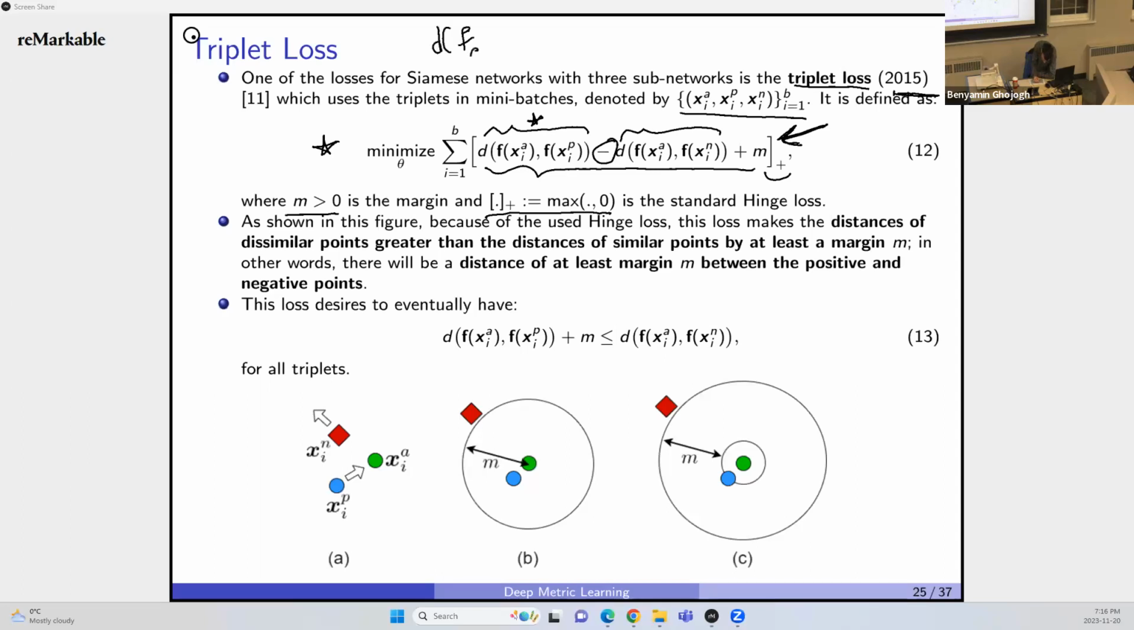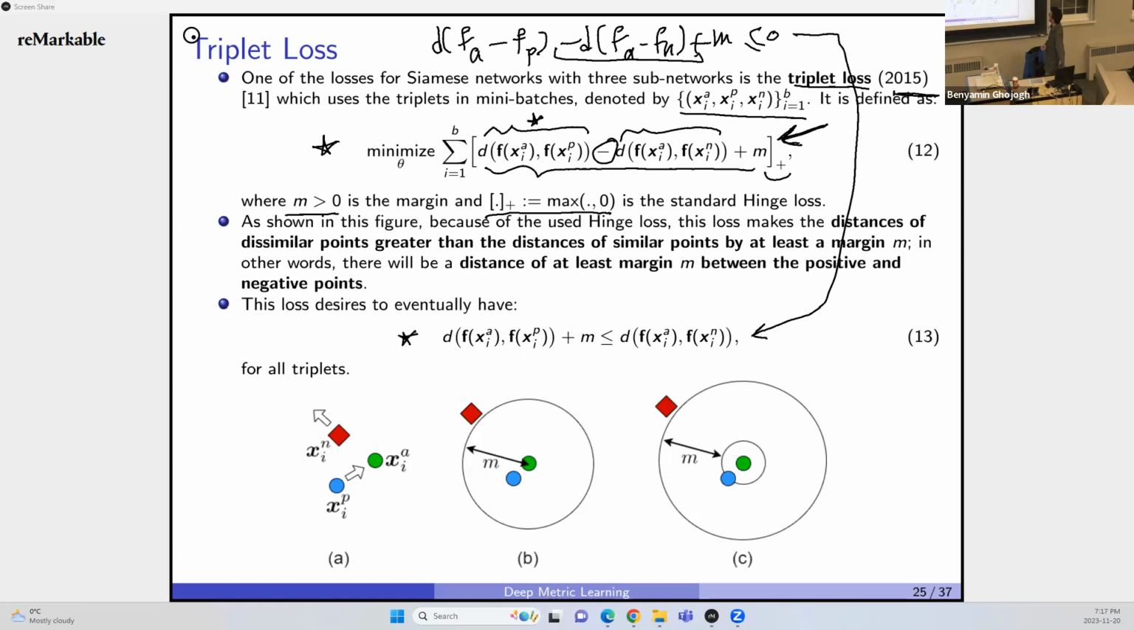So now let me write it down. I denote f of xi a by fa to be faster. The distance of fa and fp minus the distance of fa and fn plus m has to become negative. Right? When this happens, training stops. Now rearrange the terms here. You will get this. So I bring this to the other side, right? So the desire of the triplet loss is this, equation 13.